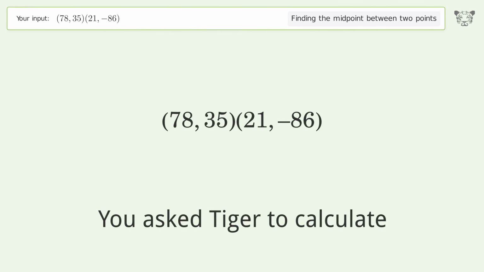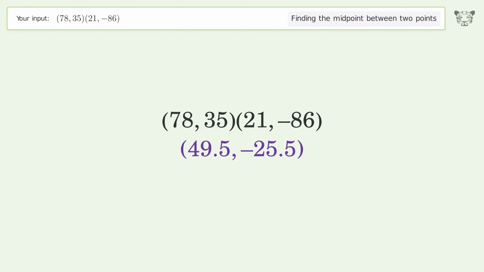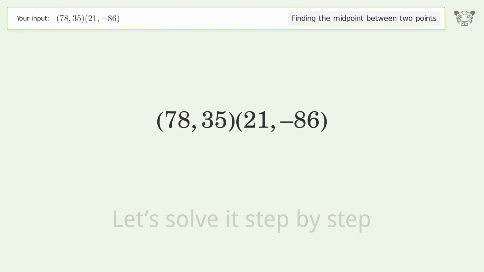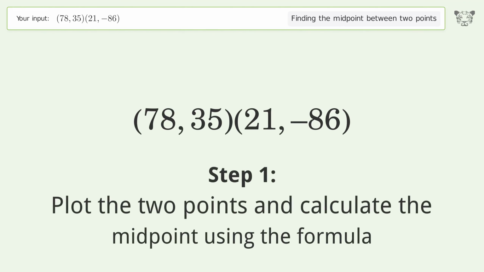You ask Tiger to calculate. This deals with finding the midpoint between 2 points. The midpoint between the 2 points is 49.5, negative 25.5. Let's solve it step by step. Plot the 2 points and calculate the midpoint using the formula.